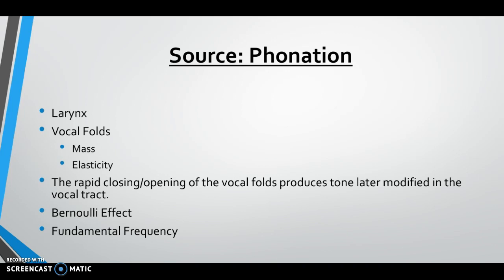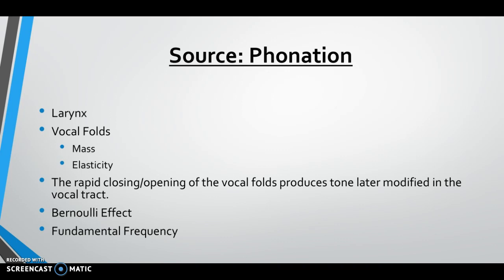The mass and elasticity of the vocal folds also determine the pitch of the voice that is produced. That quality of air pressure causing the vocal folds to open and elasticity closing them, creating a negative air pressure above the vocal folds, is known as the Bernoulli effect. So when all is said and done, we are given a fundamental frequency of the glottal tone from the vocal folds. So then what needs to happen to that tone in order to become speech?